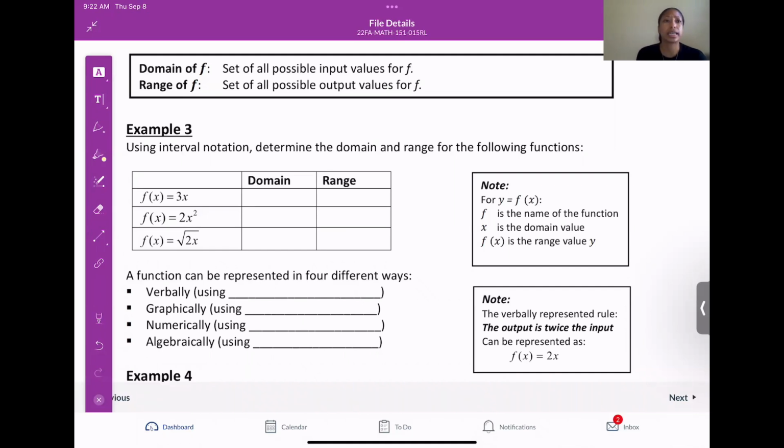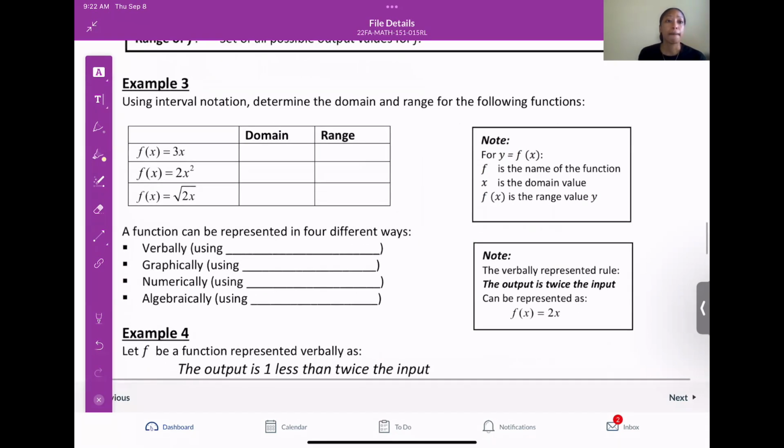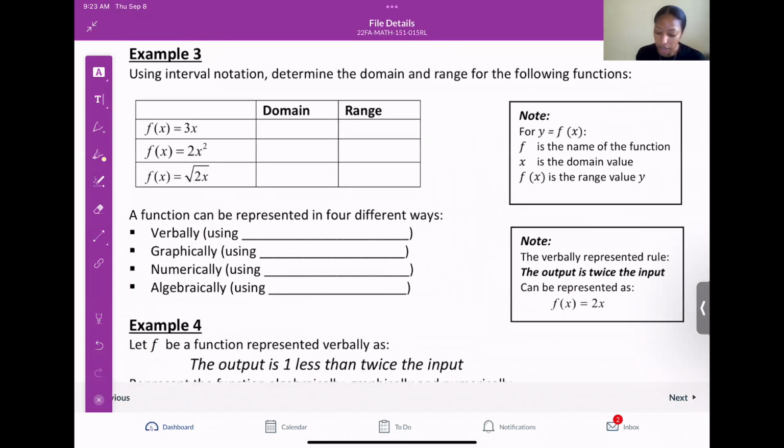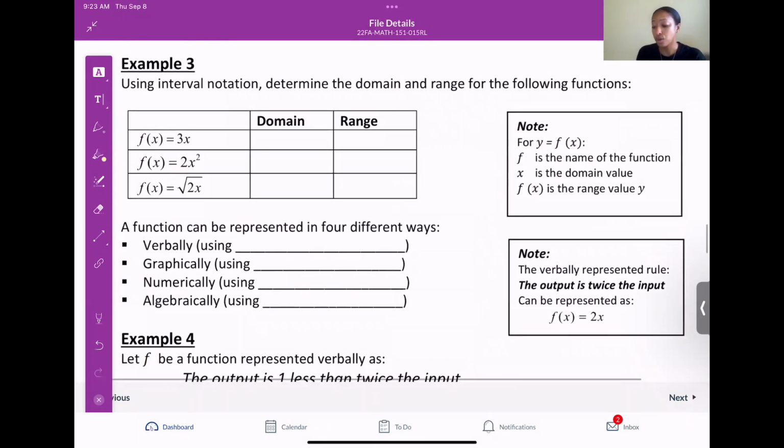For some functions like linear functions and polynomials, the domain is all real numbers. You might be familiar with that. And then for other functions like the square root function, we can only take the square root of a non-negative number. So that restricts our domain and our range. So let's look at these. Using interval notation, determine the domain and range for the following functions.